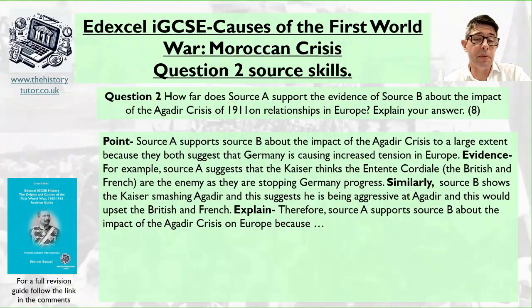Okay, so I said, for example, source A suggests that the Kaiser thinks the Entente Cordiale, the British and the French, are the enemy as they are stopping German progress. Similarly, source B shows the Kaiser smashing Agadir, and this suggests he is being aggressive at Agadir, and this would upset the British and the French. So we can start to see some similarities of how tension and aggression is developing.